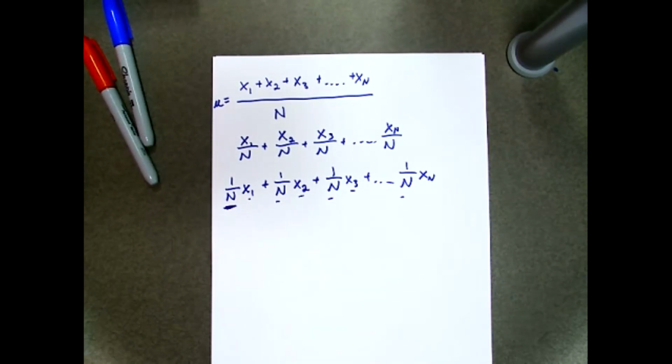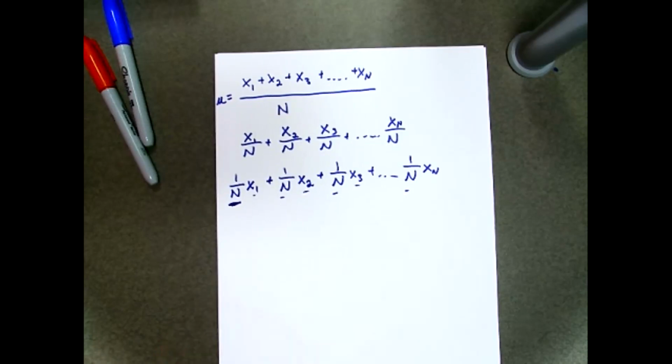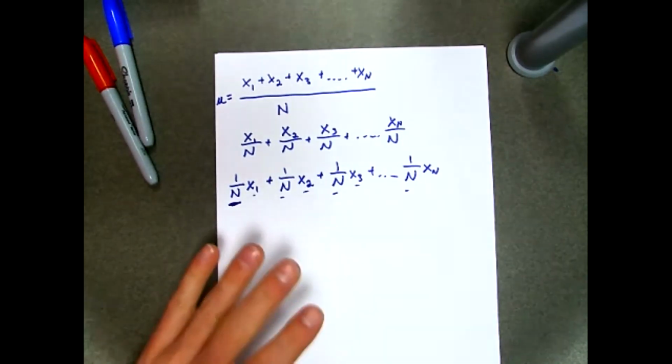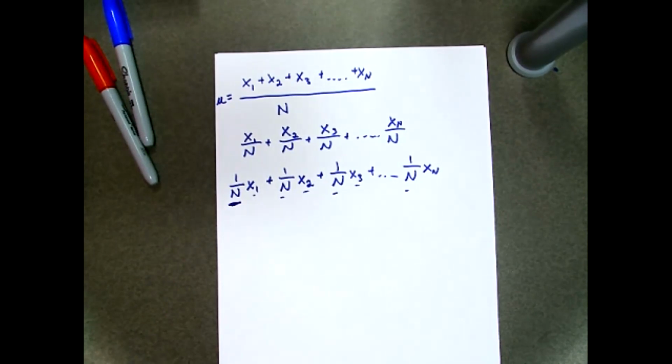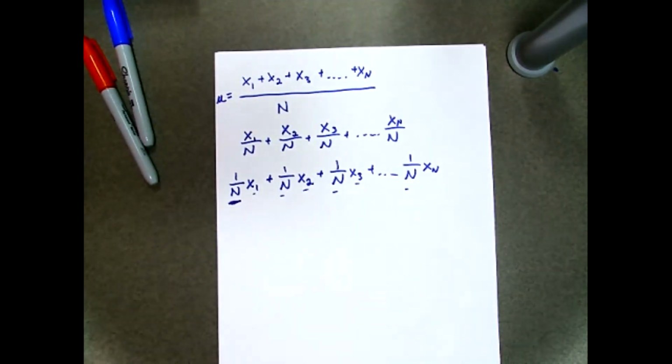Okay. Now I'll use this in a second to also make another point. So that's one way of thinking about this, right? Every observation is influencing the mean by exactly 1 over n, or 1 out of the total number of observations here.